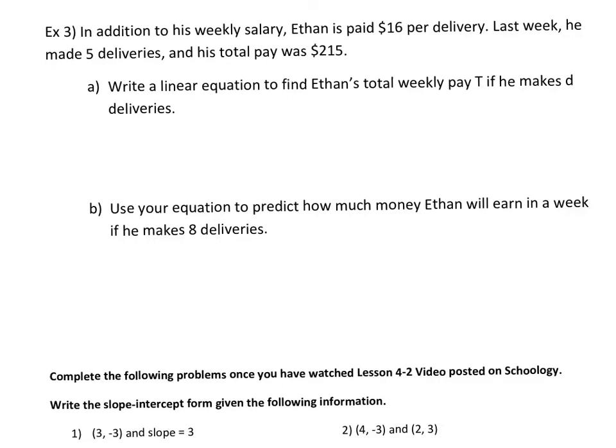All right, so now in example 3, it says, in addition to his weekly salary, Ethan is paid $16 per delivery. Last week, he made 5 deliveries, and his total pay was $215. All right, so a couple of pointers here. Try to remember, the word per is usually telling you a slope, so there's a good chance that this is probably our slope. And last week, he made 5 deliveries for a total of $215. Chances are, when you're given this kind of information right now, it'll probably be in the form of coordinate point, but let's check and see what A says.